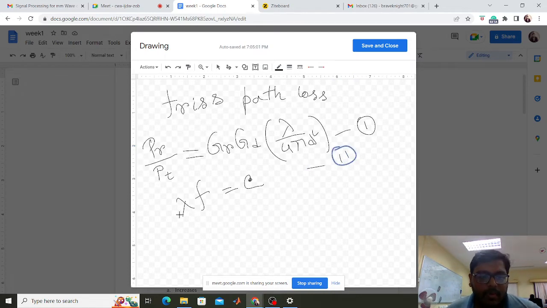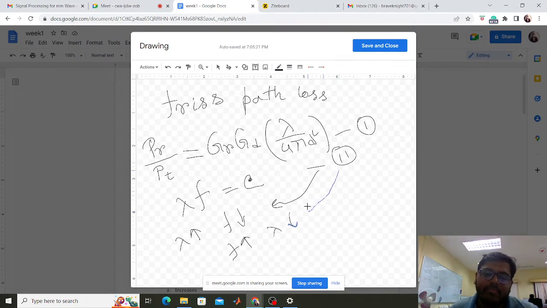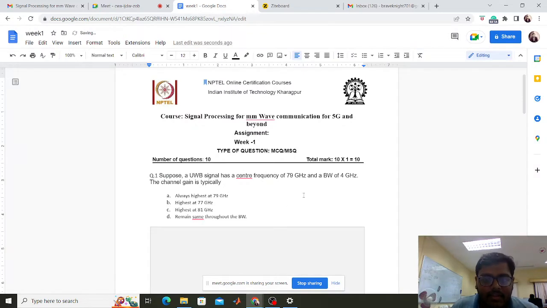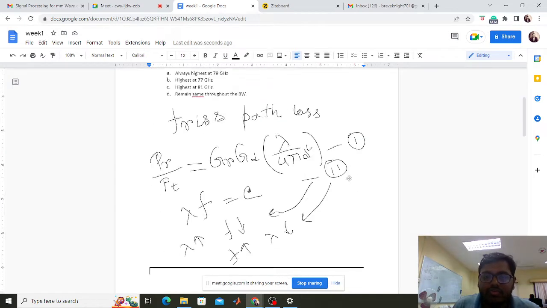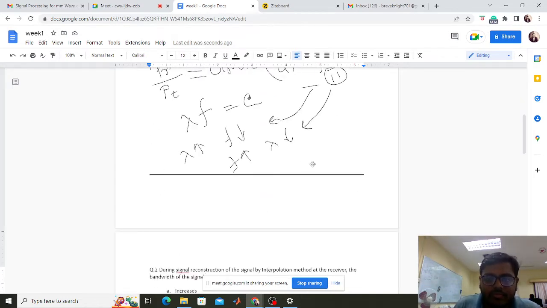The first thing we consider here: what happens if lambda increases? From equation number 2, f decreases. And if f increases, lambda decreases, from equation number 2. So what is our point here? It is a 79 gigahertz center with a 4 gigahertz band. Let us solve the question more.